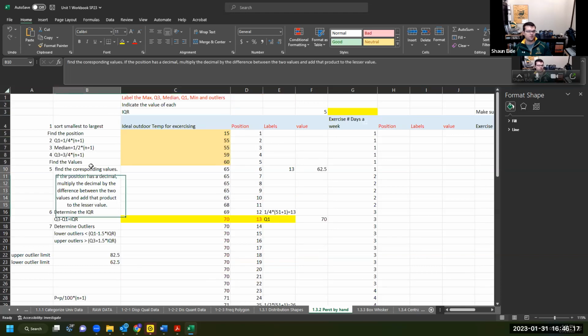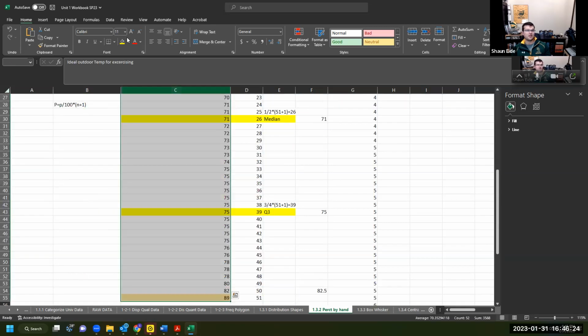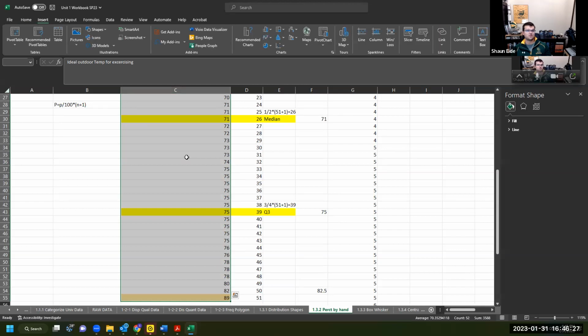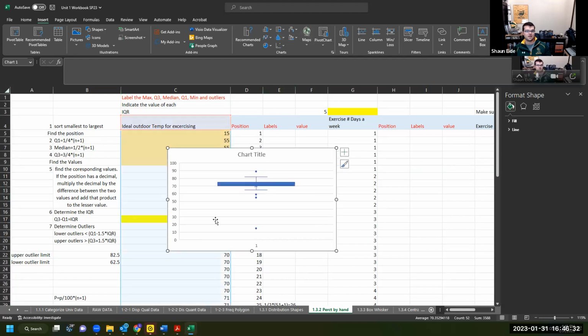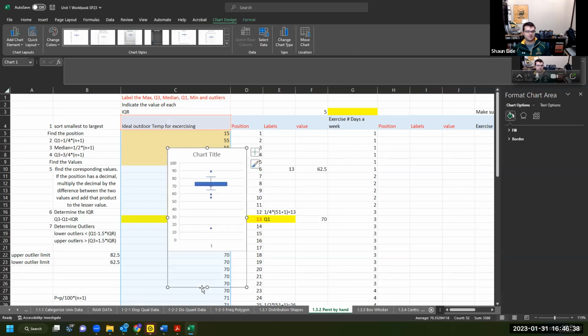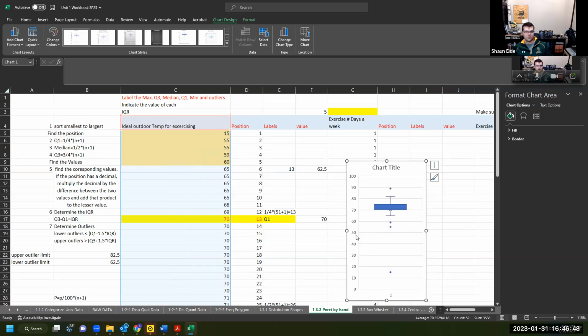Now we're going to do something else as well, and that is I'm going to highlight this. I'm highlighting ideal outdoor temperature for exercising, insert, and we're going to do this fun little thing called a box and whisker plot. Because you've got a box in the middle, and then you've got these whiskers. And we have all these values, and when we have these dots, those are referred to as outliers.